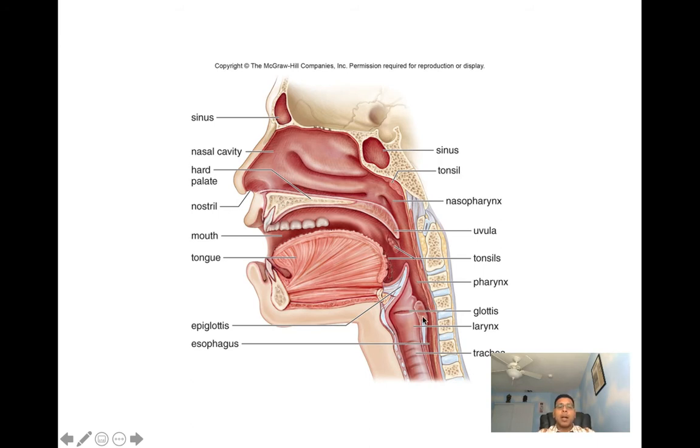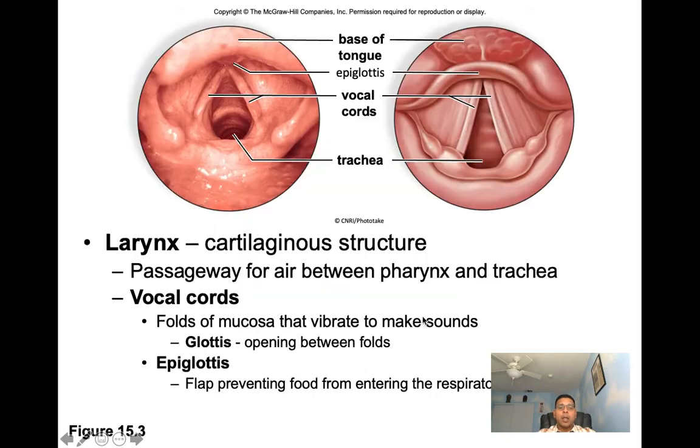All right, next then let's talk about our larynx in greater detail. The larynx is going to be a cartilaginous structure, and it's going to serve as an air passageway between the pharynx and the trachea. The larynx is also called the voice box because, you can see here, it contains our vocal cords.